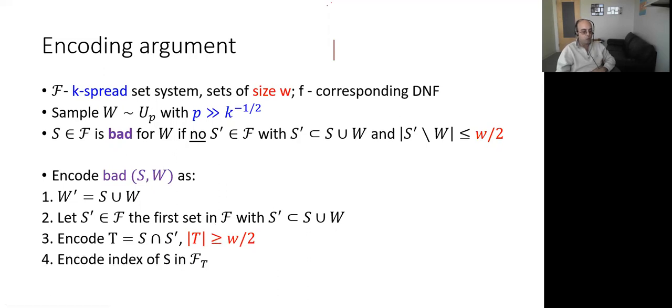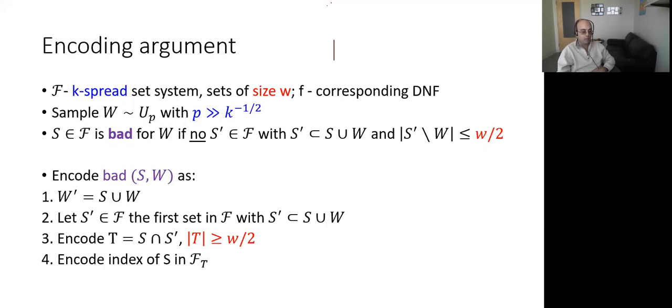And now finally, we're going to use the fact that T is a big set. And I know S belongs to the link of T, right? Because T is a subset of S. So instead of telling you what S is, I can tell you what S is inside this link. And that's a small set system. So I need fewer bits to encode the index of S in this set system.